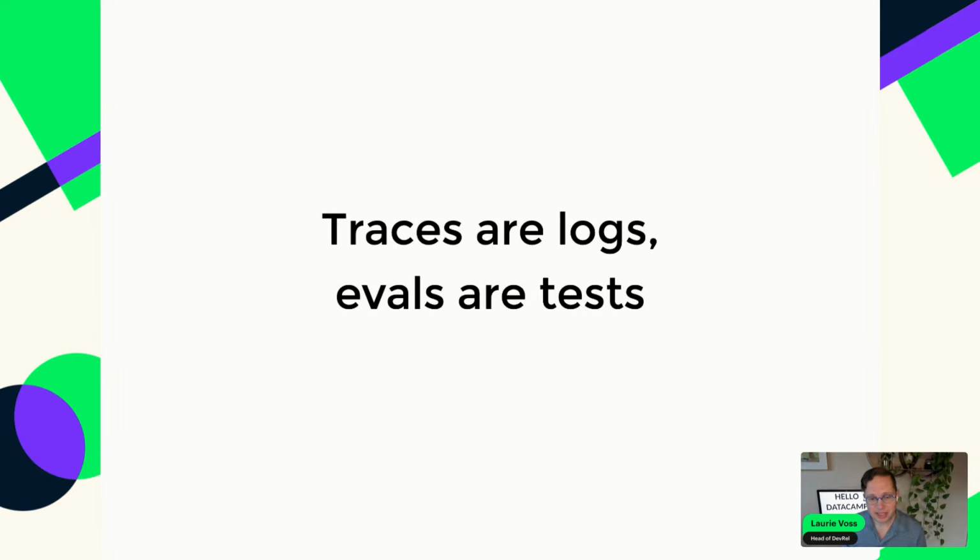You can write tests for regular code. Given this input, I expect this output. Evals do the same thing, but for AI outputs, which are never exactly the same twice. And just like logs record what your server did at runtime, traces record what your AI did. They are very detailed, so they capture every agent call, every tool call, every LLM invocation with inputs and outputs at each step. Traces tell you what happened, and evals tell you whether it was any good. That's your model for today.